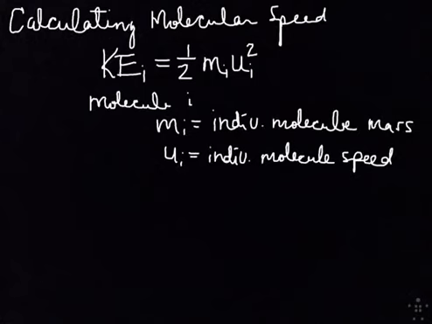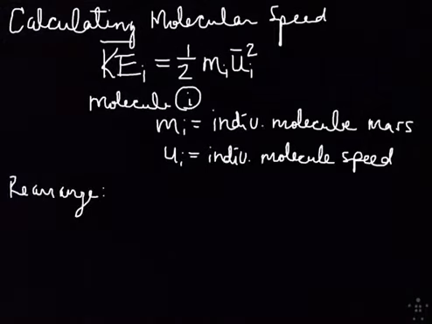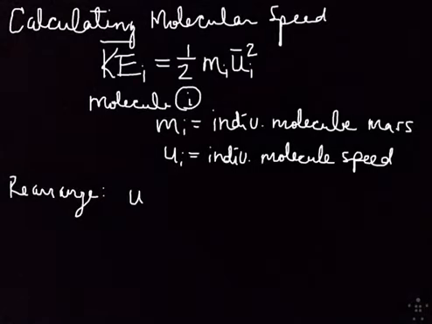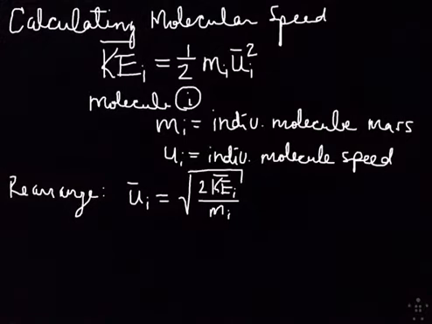And we could talk about its average kinetic energy and the average speed of some type of molecule of identity i. So we could rearrange this now to solve for speed, because that's what we're interested in. So the average speed of molecules of identity i is going to be the square root of 2 times the average kinetic energy of molecules i, over the mass of those molecules. And so that would be how we could calculate it if we knew the kinetic energy.